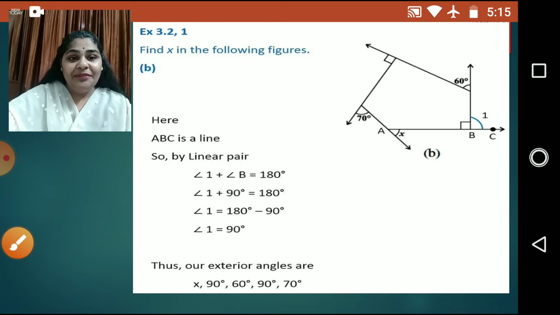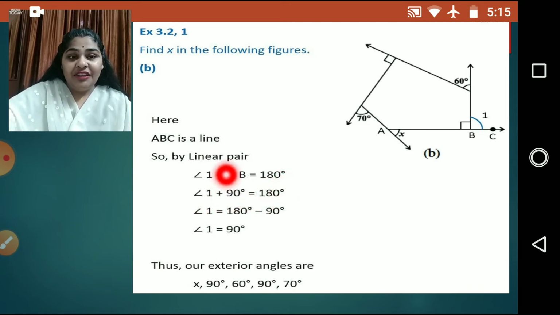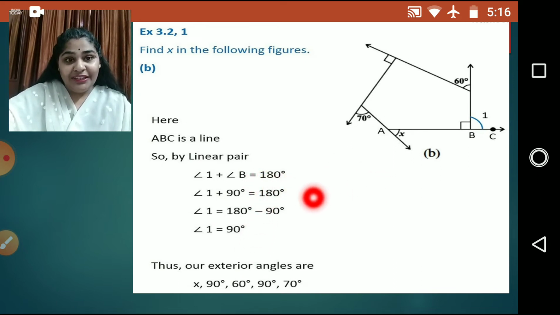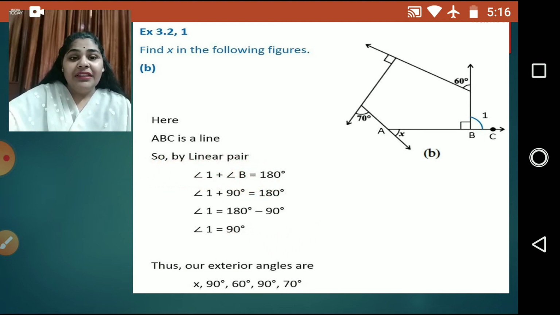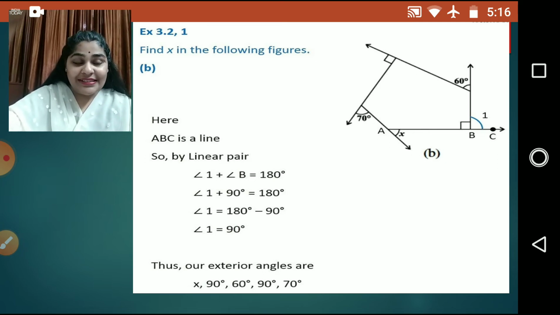So let us see. You can see here angle 1 plus angle B is equal to 180 degrees. So if I transpose the 90, angle 1 is equal to 180 degrees minus 90 degrees. That is angle 1 is equal to 90 degrees. You can write here as the reason: linear pair. Linear pair, here you can see it is written. So by linear pair, we got all our exterior angles except x.